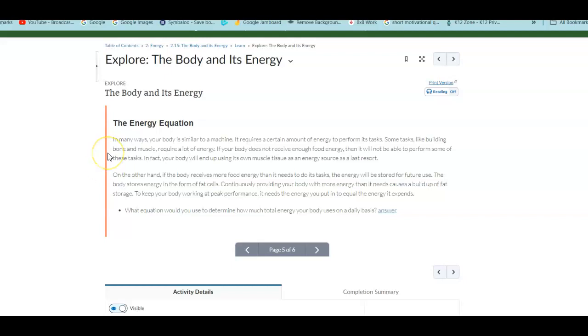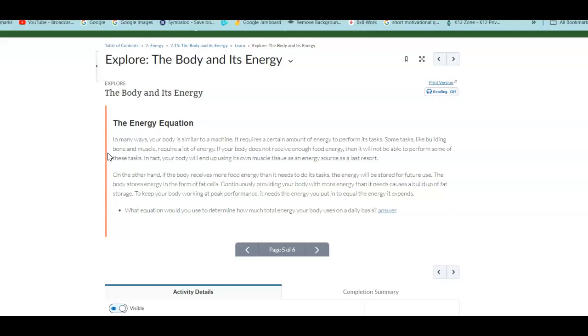On the other hand, if the body receives more food energy than it needs to do its tasks, the energy will be stored for future use. The body stores extra energy in the form of fat cells. Continuously providing your body with more energy than it needs causes a buildup of fat storage.